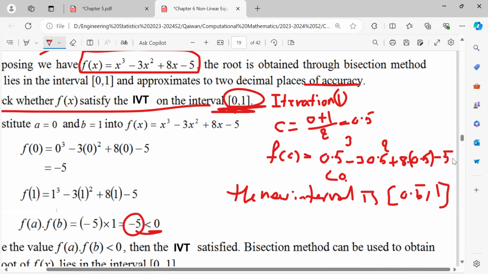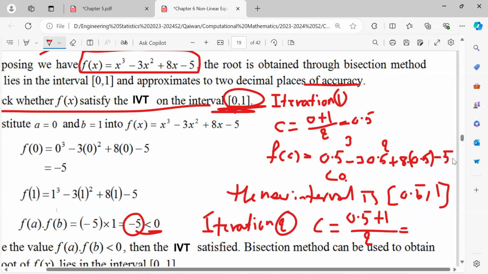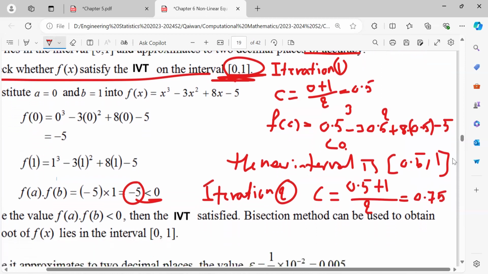Now, in the next step, we do the same. This is the end of the first iteration. Iteration 2. We need to find C again. C is 0.5 plus 1 divided by 2, which is 0.75. Now we find f of 0.75.